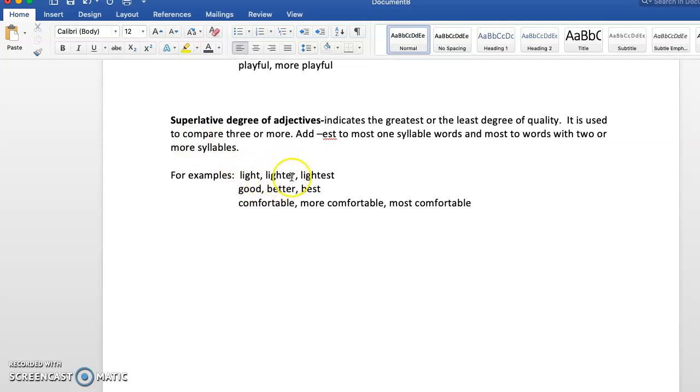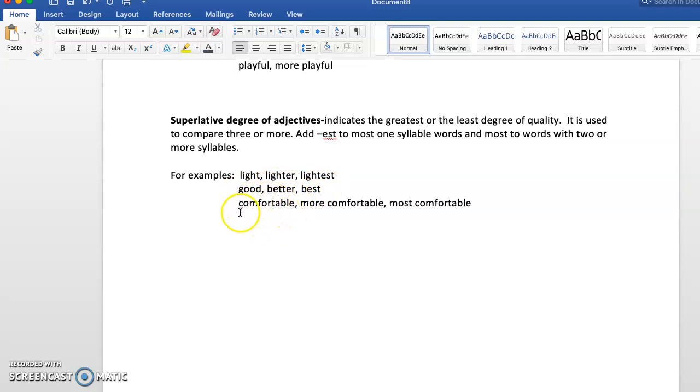If we're doing comparative, it's lighter for comparing two things. If we're comparing more than two things, we would say lightest. It's a one-syllable word. Good is an irregular one. We do not say good, gooder, goodest. We would say good, better, best.